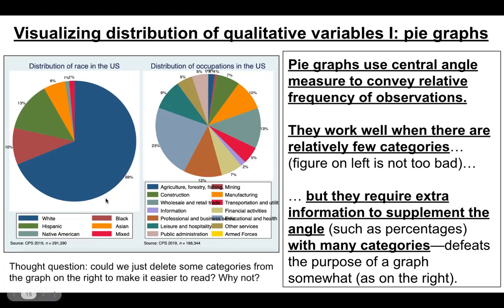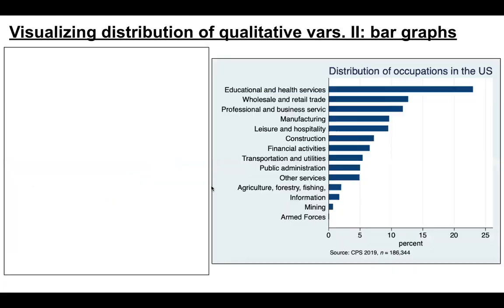A thought question for you, and one I'll just answer now in the interest of time. Could we just delete some of the categories from the right to make it easier to read? And the answer to that is actually no, because we would either be left with white space, or we would just be redoing the pie graph, but for, say, the distribution of occupations between these three here. So out of these three occupations, what are the relative frequencies? And that would result in a different graph. So there's not a really easy fix to this problem with pie graphs.